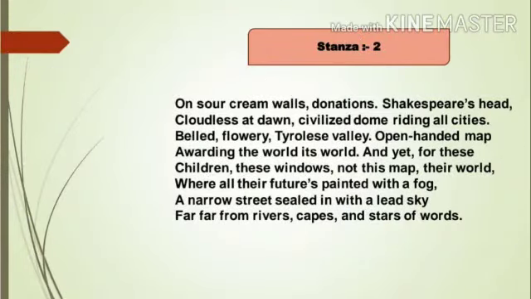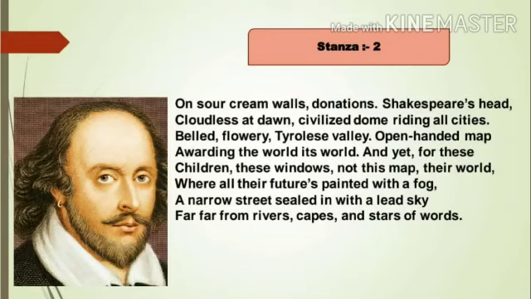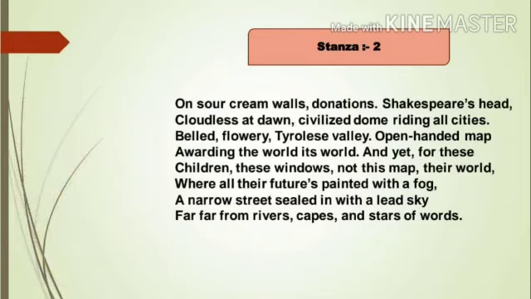Shakespeare's head, cloudless at dawn. Civilized dome riding all cities. The poet says that the gifts given as donation and the picture of Shakespeare's head are hung on the unpleasant creamy walls of the school. But they are useless for the children. There are other pictures hung on the wall too.